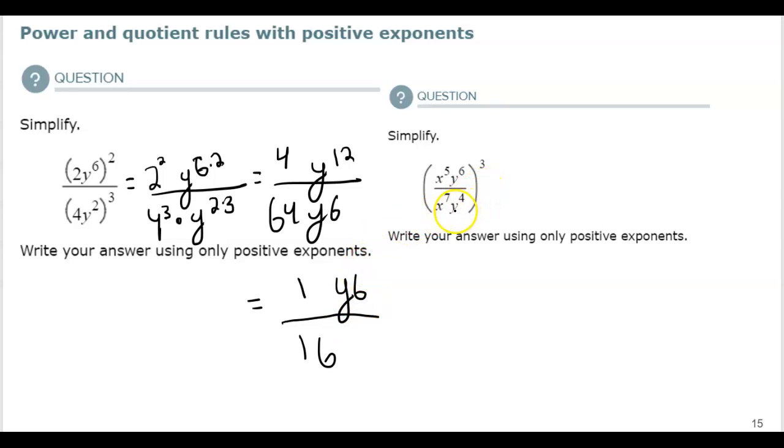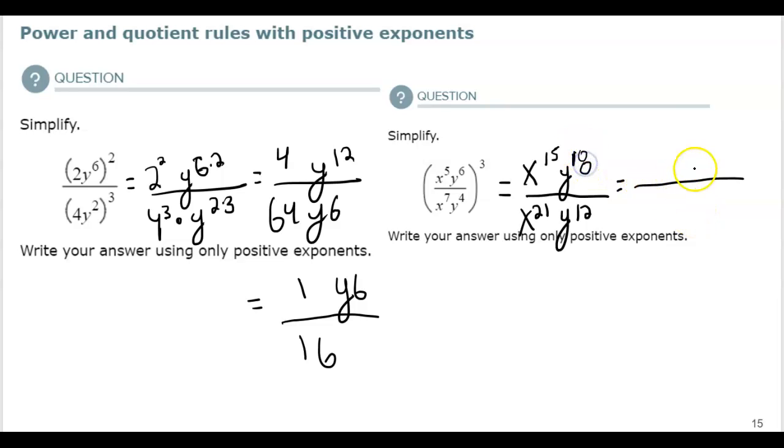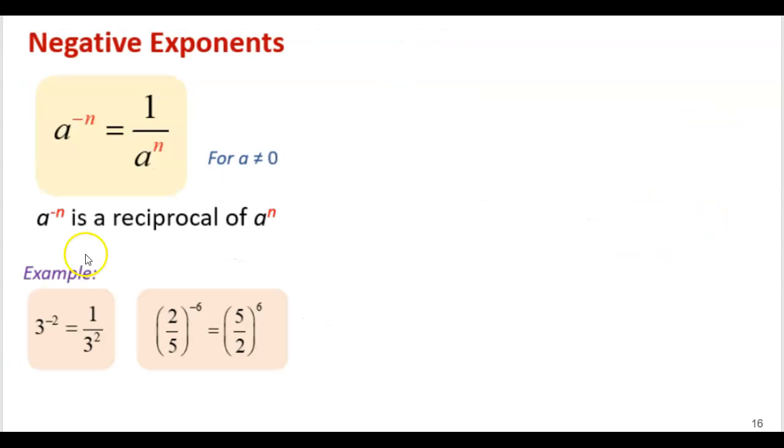Go ahead, pause your screen, and try this second one on your own. I'd end up with y to the 6 on top and x to the 6 on the bottom. Okay, we've already talked about it. We're just going to continue to have more examples like this.